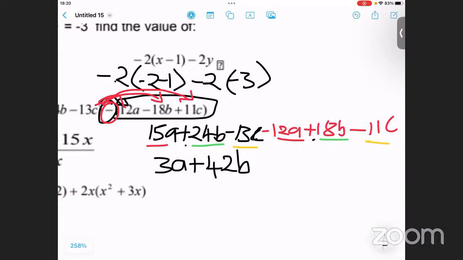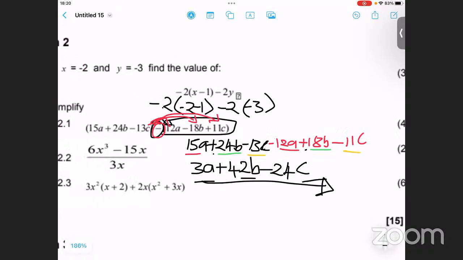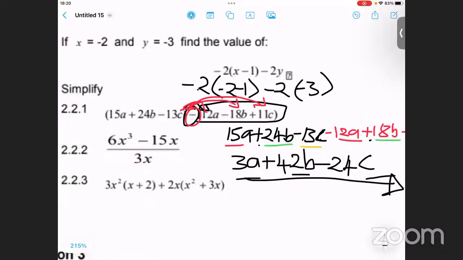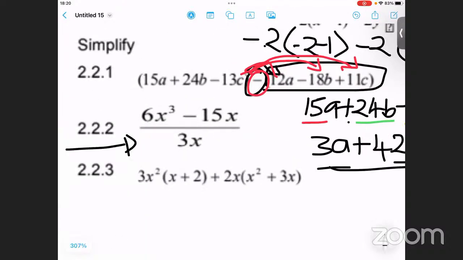So it's going to be minus 13 plus minus 11, or minus 13 minus 11. How much is negative 13 minus 11? Negative 24c, and then this is going to be our final answer, because we no longer have like terms. We cannot add a, b, and c. Perfect. Do you get it now? Yes, ma'am. Okay, cool.